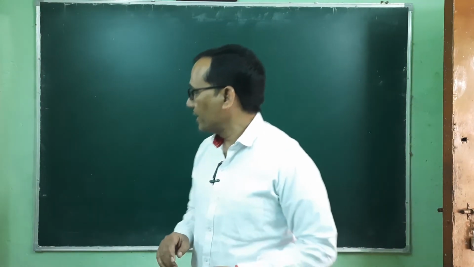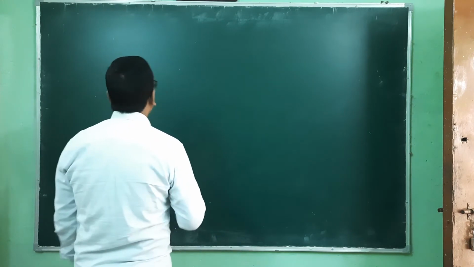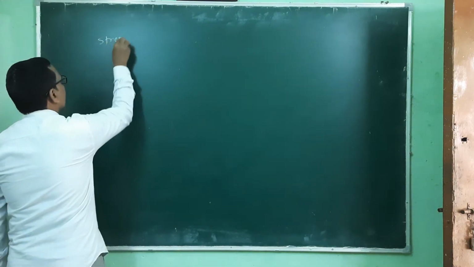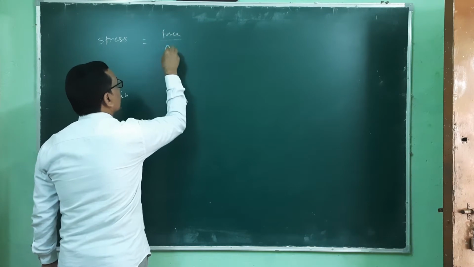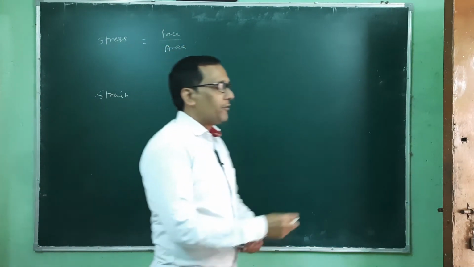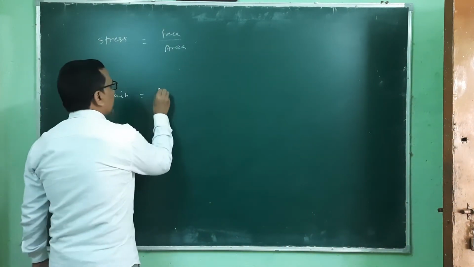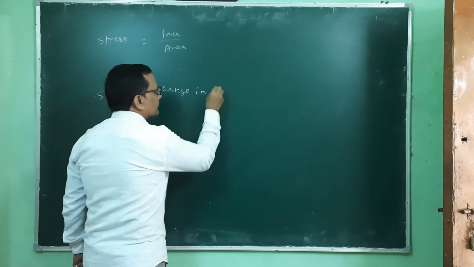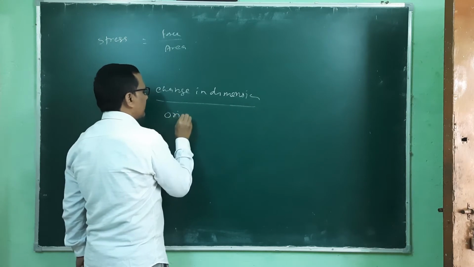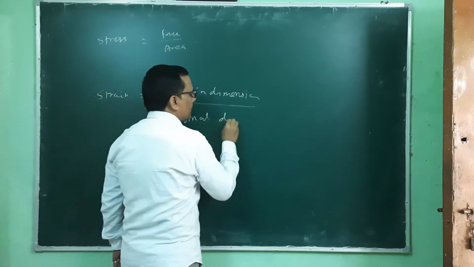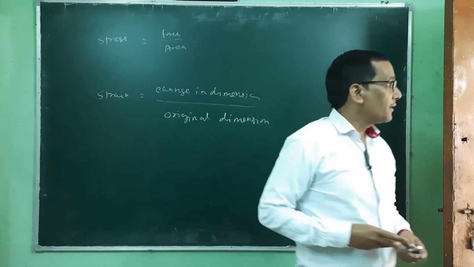And then we also discussed some terminology used in this chapter, that is stress and strain. Stress is equivalent to force per unit area. When a force is applied per unit area, that physical quantity is known as stress, and strain is the change in dimension upon its original dimension. This is stress, and this one is strain.